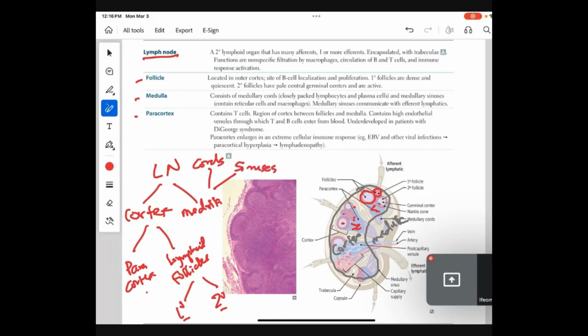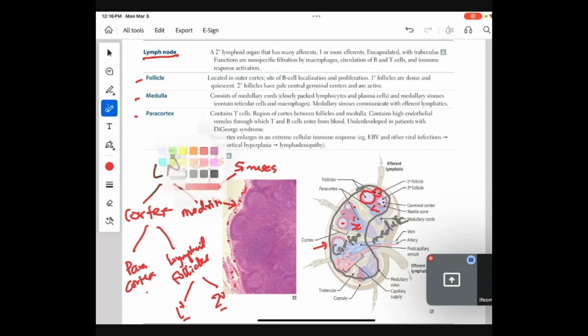Your medullary cords have lymphocytes and plasma cells. Before I move on to the specific kinds of cells in there, this micrograph you can see here is just a cut section of your lymph node. The outer layer is coming from the outside, so this is your capsule over here. Moving from left to right, you're going from outside the lymph node to the inside. So this is the capsule.